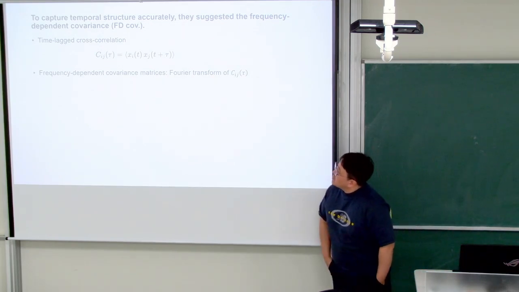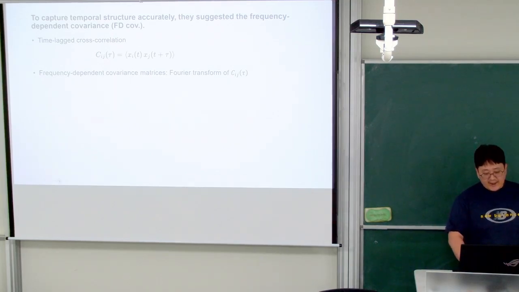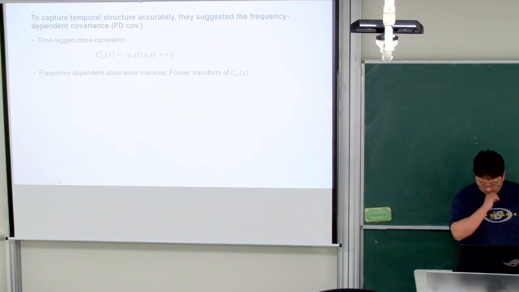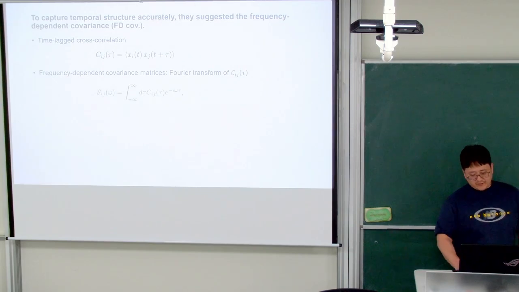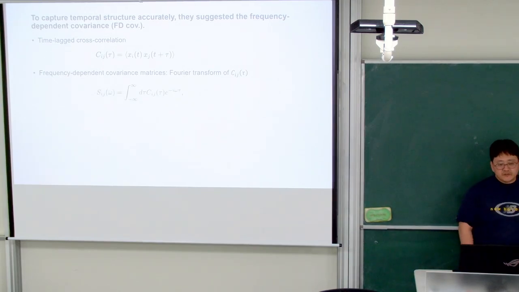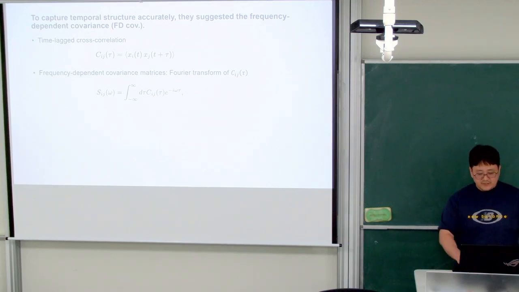Time lag cross correlation is just, we add some temporal variable, right? A time variable in here. And then if we average out with respect to t, then we will get this time lag cross correlation. But then what is the frequency dependent covariance matrix? This is just a Fourier transformation of C of tau, the time lag covariance.